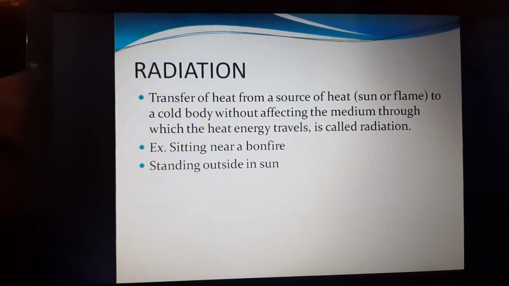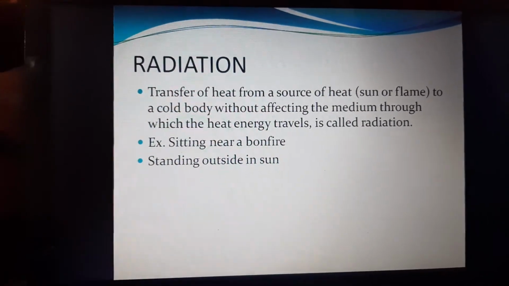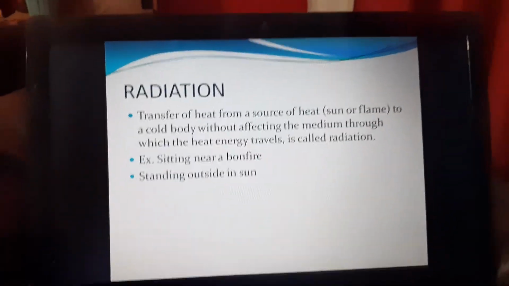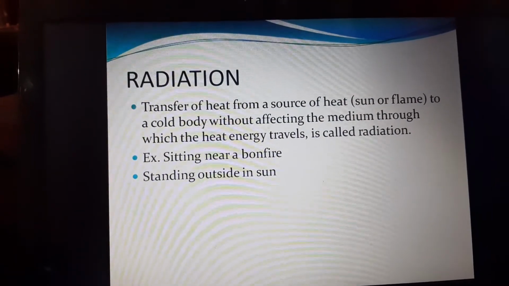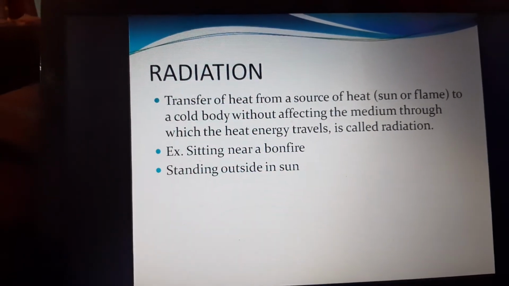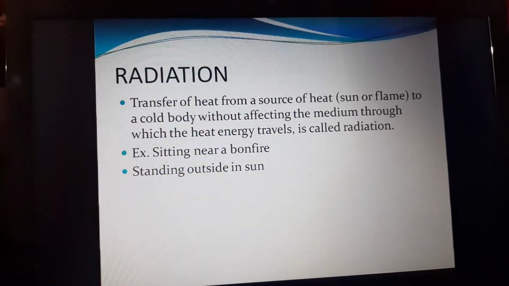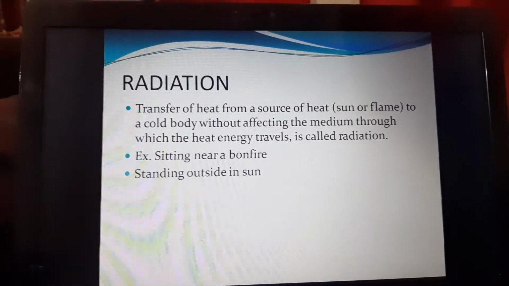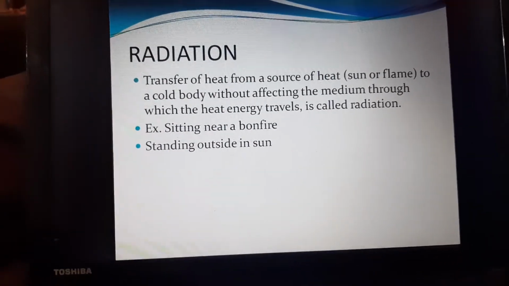Next is radiation. Radiation means transfer of heat from a source of heat like the sun or a flame towards a cold body without affecting the medium through which the heat energy travels. For example, sitting near a bonfire. In winter season, many people sit near the bonfire and take heat from the wood which is burning. But that does not make the medium in between the bonfire and the person also hot.